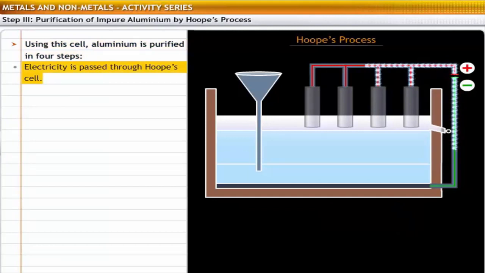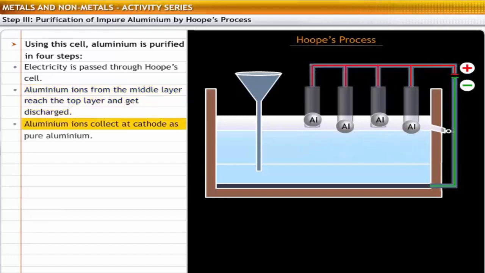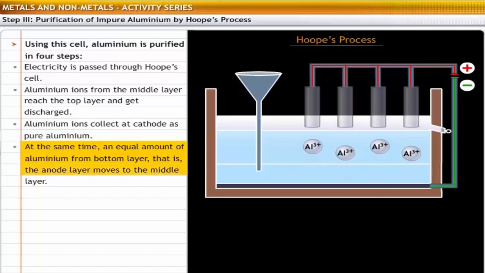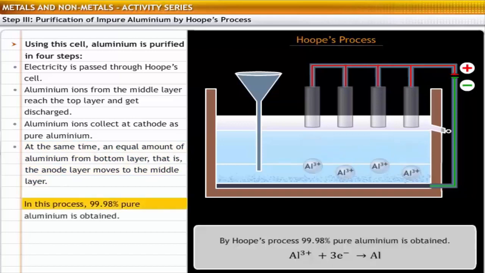Electricity is passed through Hoope's cell. Aluminium ions from the middle layer reach the top layer and get discharged. Aluminium ions collect at the cathode as pure aluminium. At the same time, an equal amount of aluminium from the bottom layer, that is, the anode layer, moves to the middle layer. In this process, 99.98% pure aluminium is obtained.